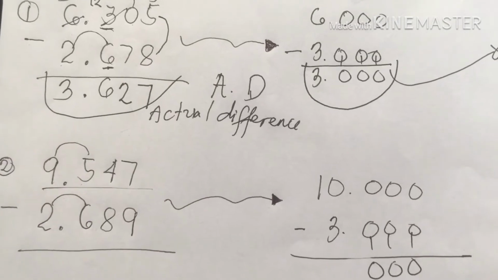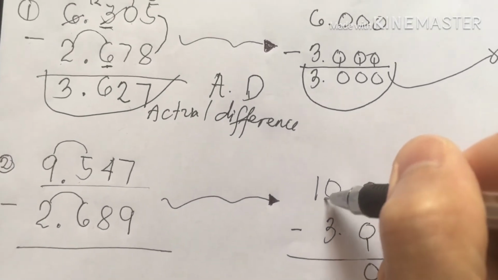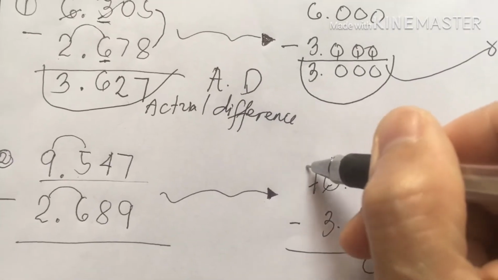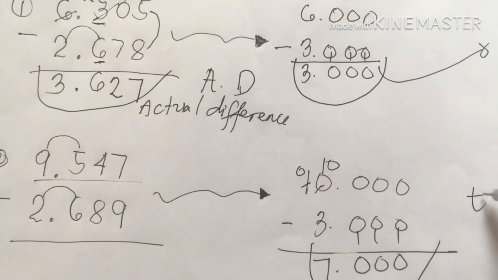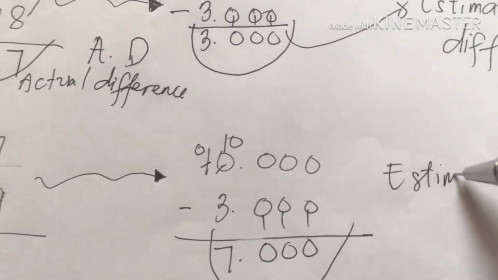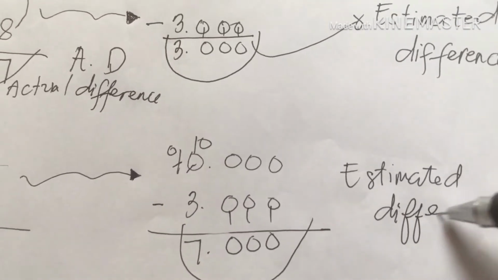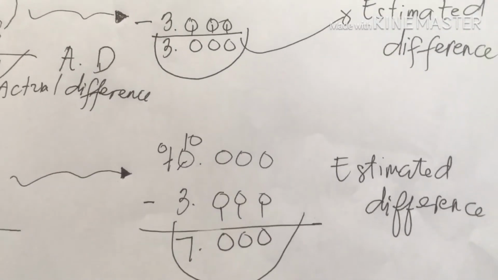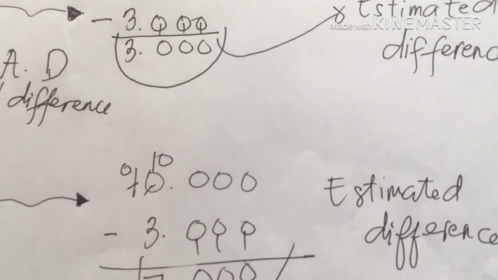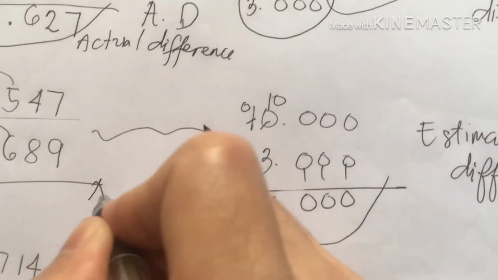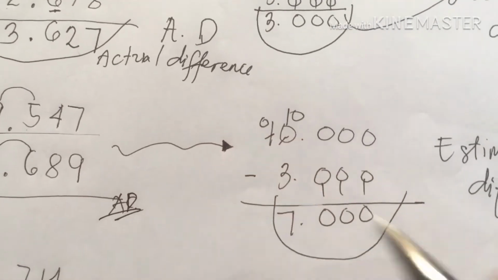the estimated difference first before the actual. So 10 minus 3, class. Remember, 0 becomes 10, so 1 becomes 0, so 10 minus 3, we have 7. So this will be our estimated difference. You can do it like this also, class, whether you get the actual difference first or not. Next, we're going to find the actual difference.